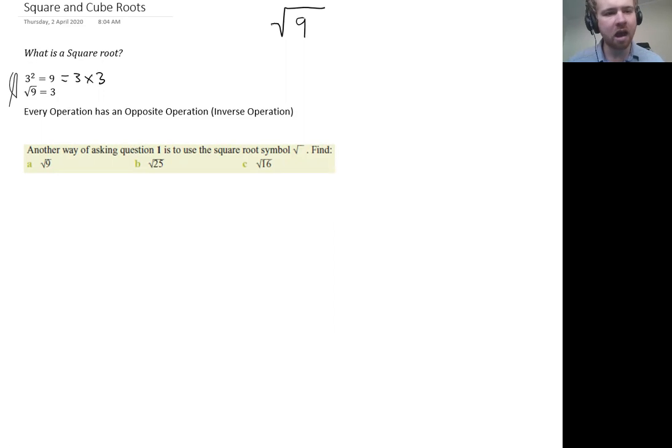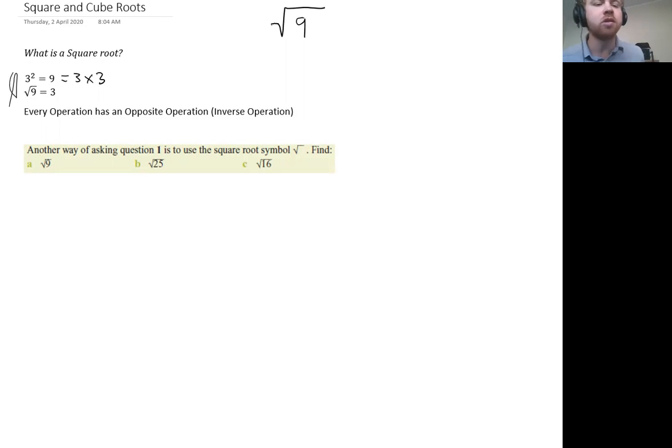So when you're trying to calculate the square root, you've got to think backwards. You've got to think, what number multiplied by itself will equal the number under the square root sign? So what number multiplied by itself would equal 9? Well, we know 3 times 3 is 9. So the answer to the square root of 9 is 3.